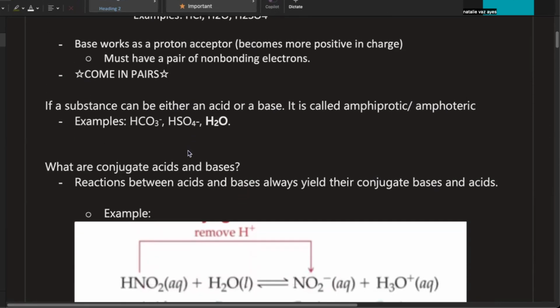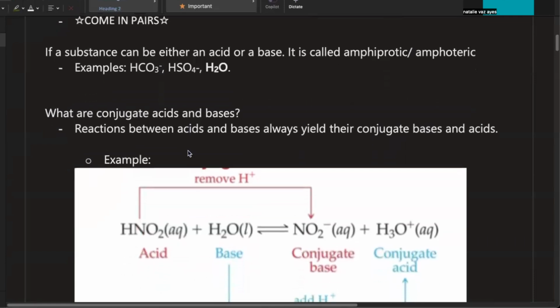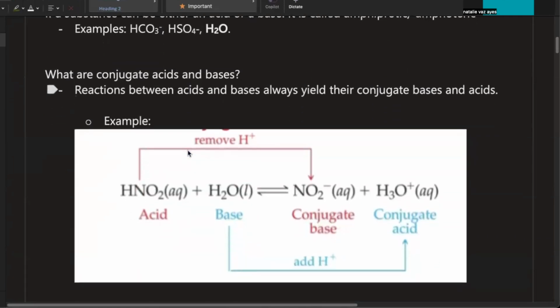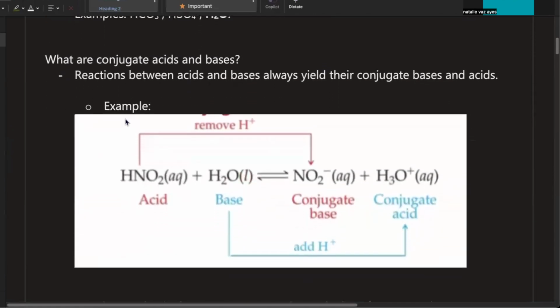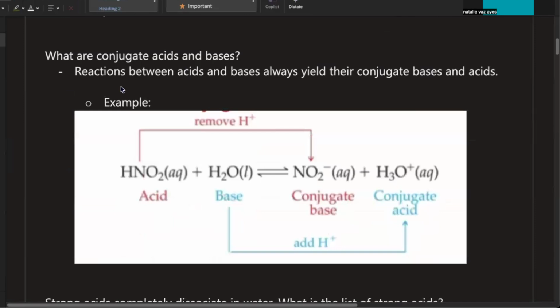Now, if a substance can be either an acid or a base, it is called amphiprotic or amphoteric. Those terms are used interchangeably. Some main examples are HCO3 minus, HSO4 minus, and a main one is water, H2O. So when we're looking at conjugate acids and bases, we're looking at the Bronsted-Lowry, how they come in pairs. Reactions between acids and bases will always yield their conjugate bases and acids.